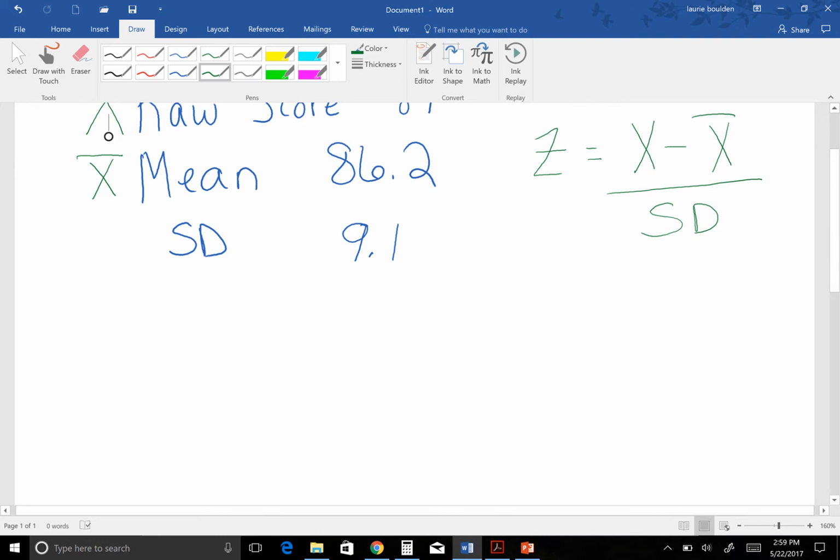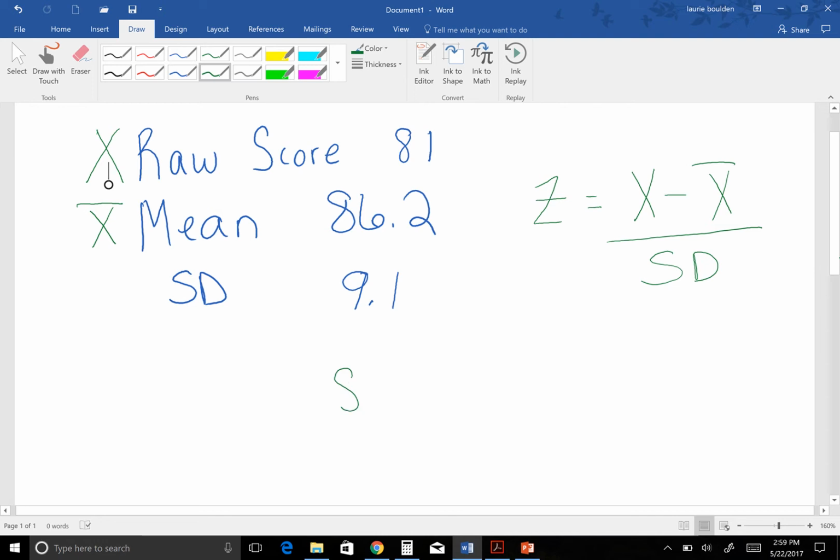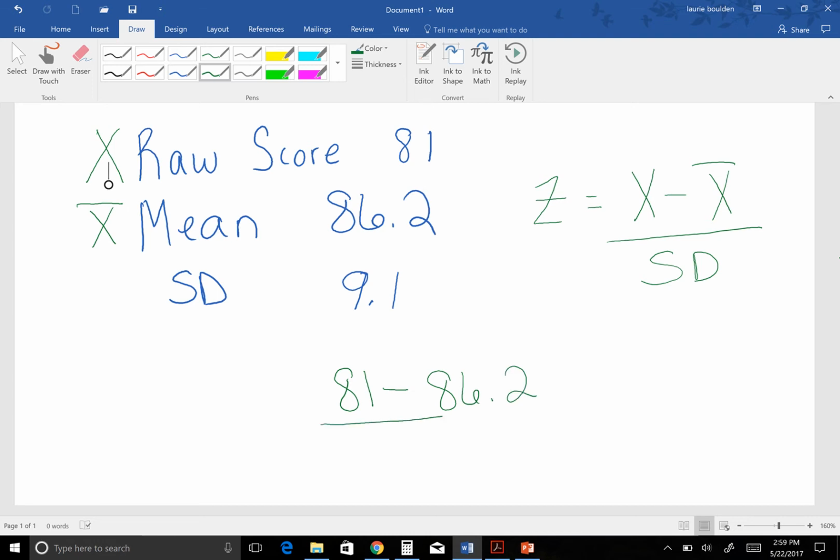Once you have figured out what these three scores are, then it's time for you to put your equation together. So we're going to have 81, which is the raw score, minus the mean of 86.2 over the standard deviation of 9.1.